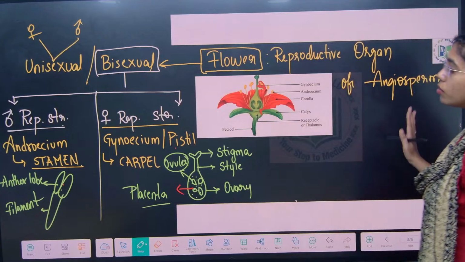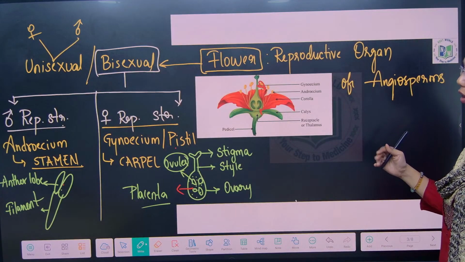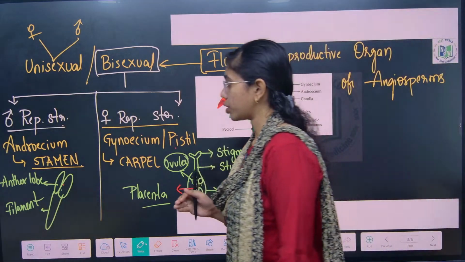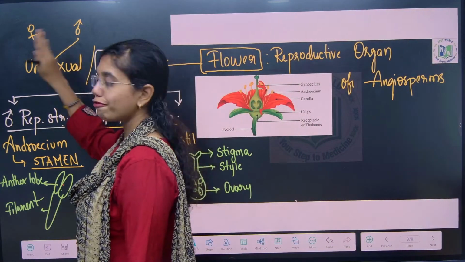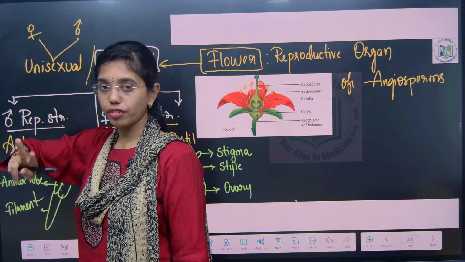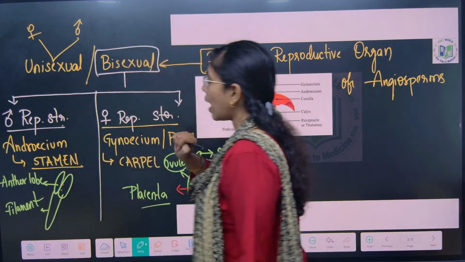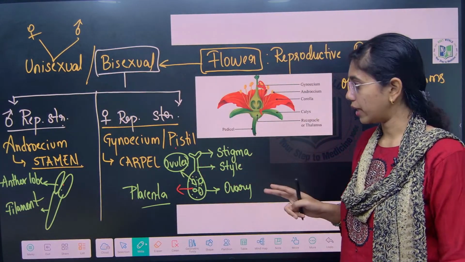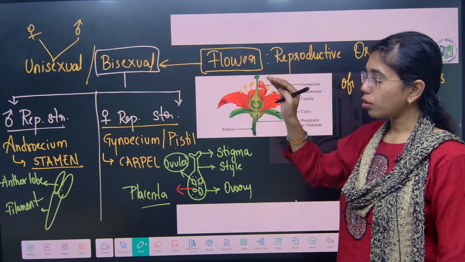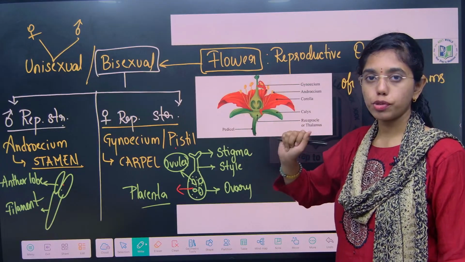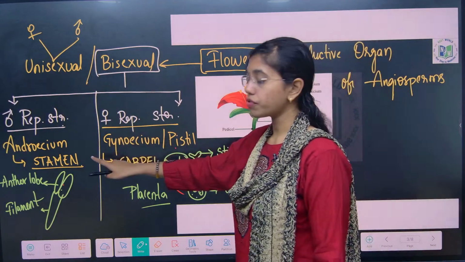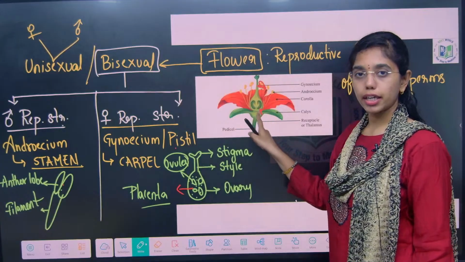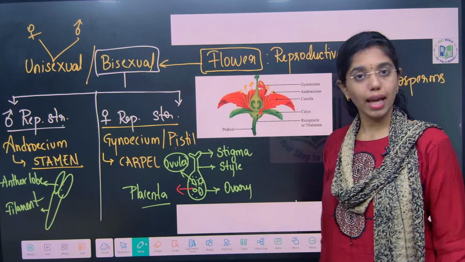So, here, can you see once again, let me recall. A flower is a reproductive organ of an angiosperm. It can be unisexual or bisexual. Unisexual can either have a male or female reproductive structure, any of them but not both. A bisexual flower will have both male and female reproductive structures. The male reproductive structure is known as androecium, the units of androecium are known as stamens, and the components of a stamen are the filament and anther lobe.